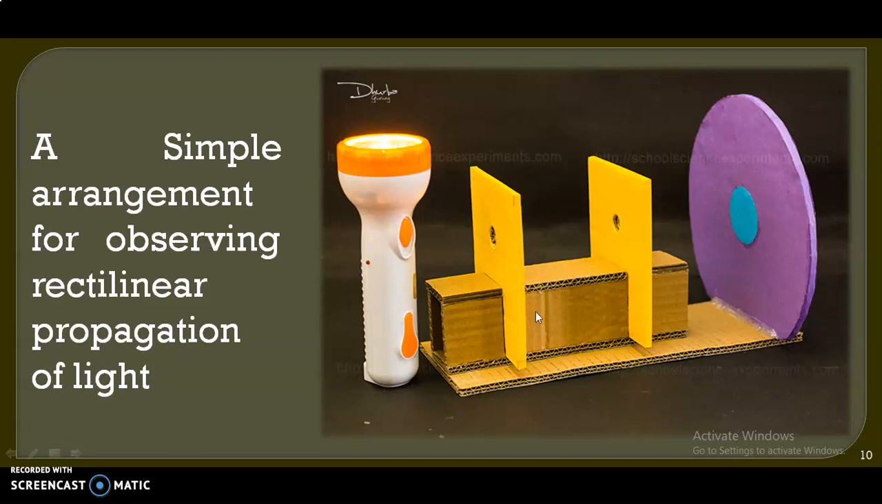And this arrangement becomes one of your projects. You all have to prepare a similar type of arrangement to view rectilinear propagation of light. After you have made a model like this, try to flash this torchlight through these holes and observe the light striking the screen on the other side. Make a video and send those videos to me.